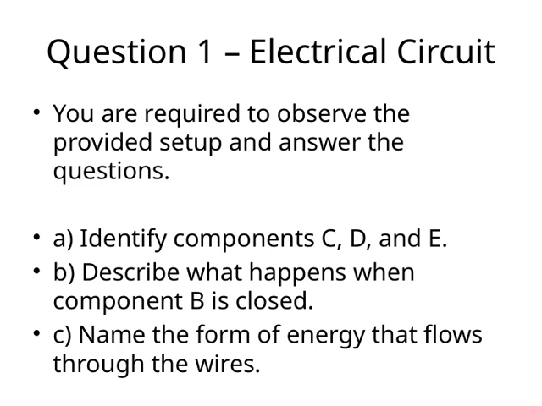Finally, the question asks us to name the form of energy flowing through the wires. In most electrical circuits, the energy moving through the wires is electrical energy, which can then be converted into light, heat, or mechanical energy, depending on the components involved. Connecting this to our overall theme, understanding how these components interact helps us see the fundamental principles of electrical circuits, how energy flows, how components control that flow, and how we can manipulate it for various applications. So, keep these points in mind as we analyze the setup and work through the questions together.